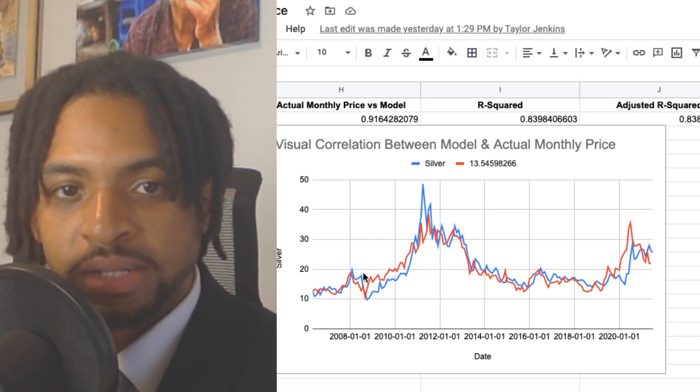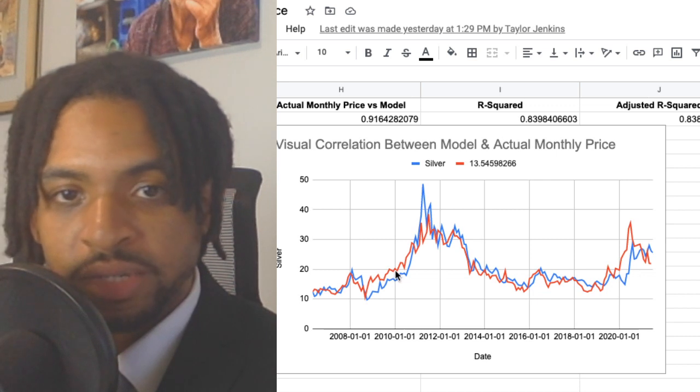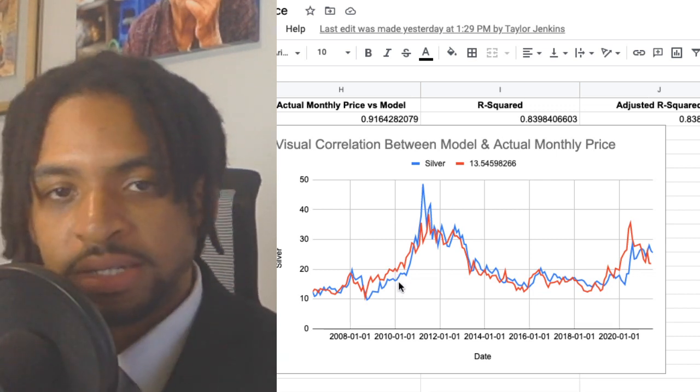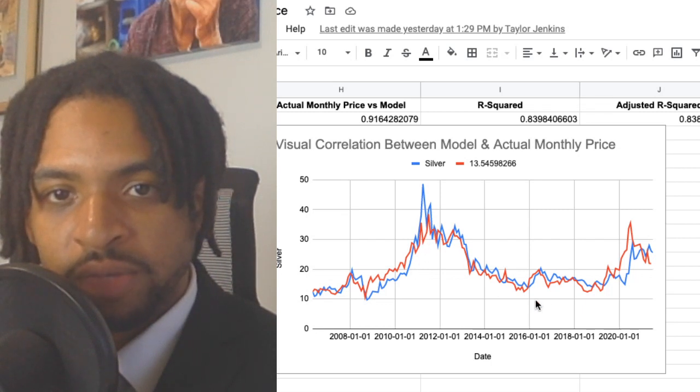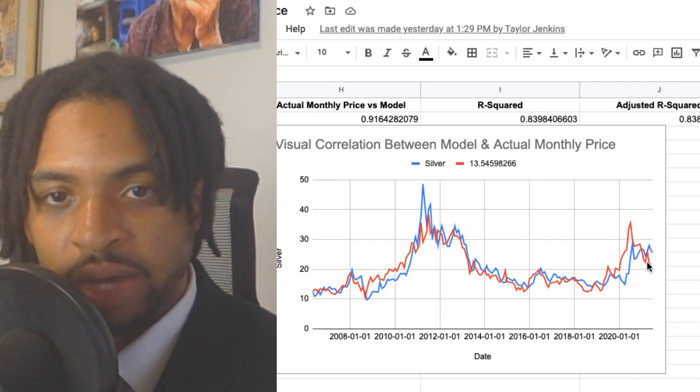The model price is actually the red line, and the blue line is the real price. As you can see, there's a little bit of variance. It's not extremely lockstep, but they are essentially moving in the same direction in general. But again, there are times when the model will overshoot, and some times when it will undershoot a little bit.